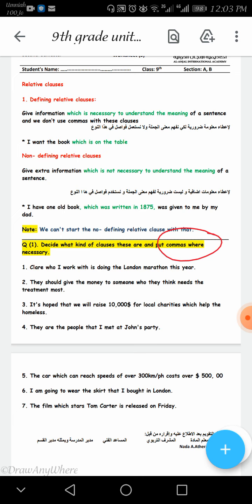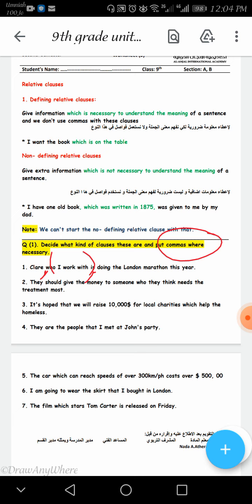Number 1: Claire, who I work with, is doing the London Marathon this year. As you see here, Claire, who I work with, is this important information in this sentence? Or you can say, Claire is doing the London Marathon this year. So this is extra information.